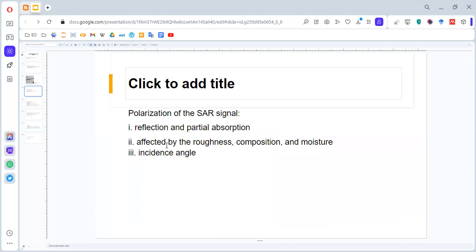When the SAR waves are incident at the surface of the Earth, they are reflected and a few of them are absorbed. The SAR waves are affected by the roughness, the composition and the presence of moisture at the surface of the Earth. The incidence angle at which the SAR waves are incident also determines the SAR signal. So many factors determine how the SAR signal is received back.